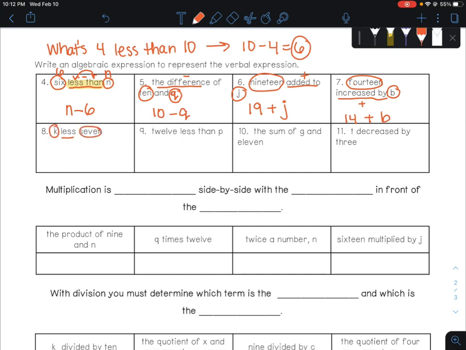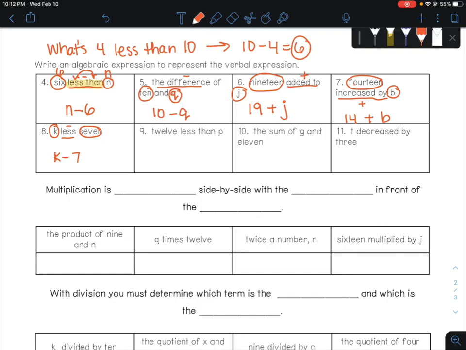Number 8, K less 7. It doesn't say less than, it just says less. So we actually don't have to flip it around. It has to specifically say less than to do that thing that we did in number 4. So this literally just means k minus 7.